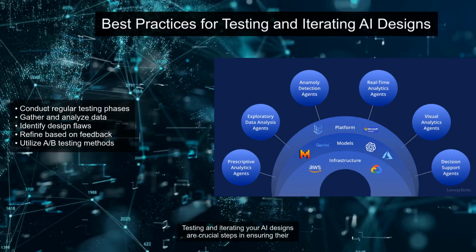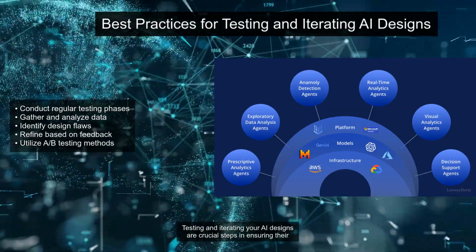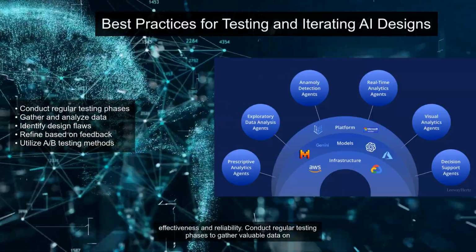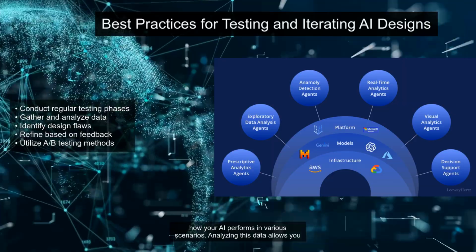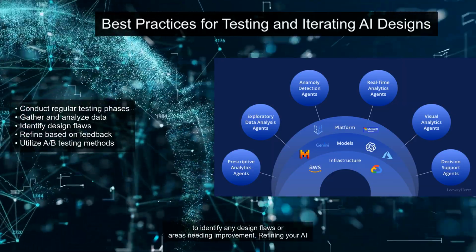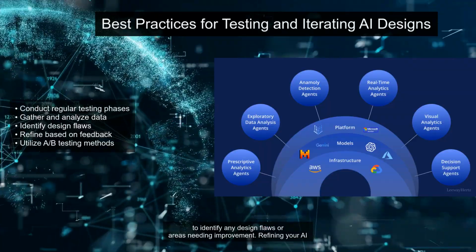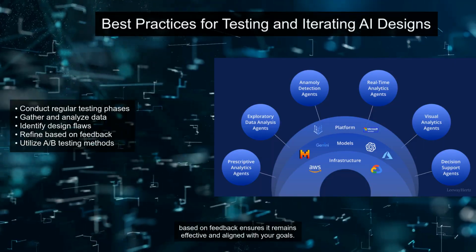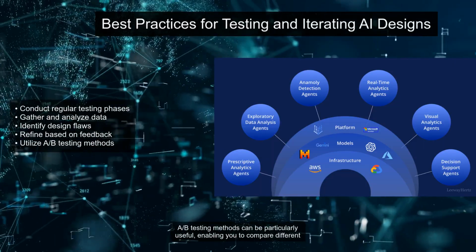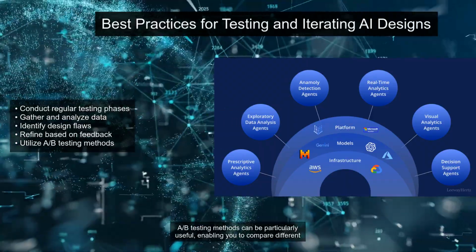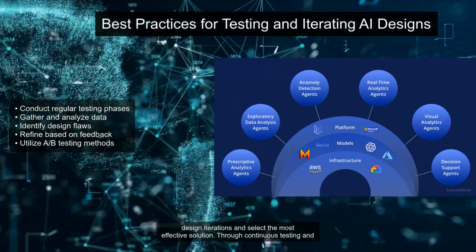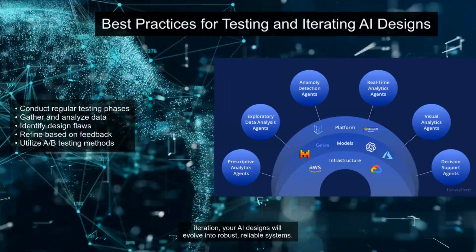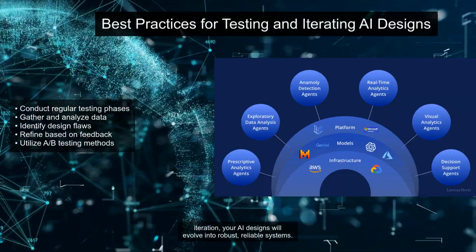Testing and iterating your AI designs are crucial steps in ensuring their effectiveness and reliability. Conduct regular testing phases to gather valuable data on how your AI performs in various scenarios. Analyzing this data allows you to identify any design flaws or areas needing improvement. Refining your AI based on feedback ensures it remains effective and aligned with your goals. A/B testing methods can be particularly useful, enabling you to compare different design iterations and select the most effective solution. Through continuous testing and iteration, your AI designs will evolve into robust, reliable systems.